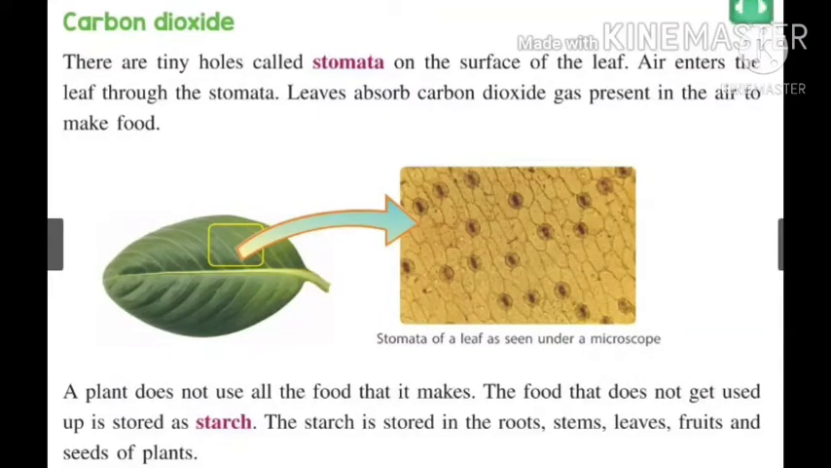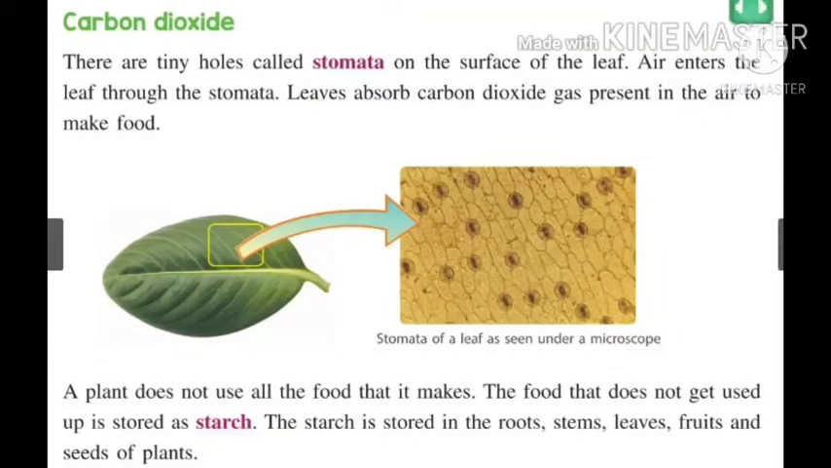And do you know, a plant does not use all the food that it makes? The food that does not get used up is stored as starch. The starch is stored in the roots, stems, leaves, fruits and seeds of the plant.